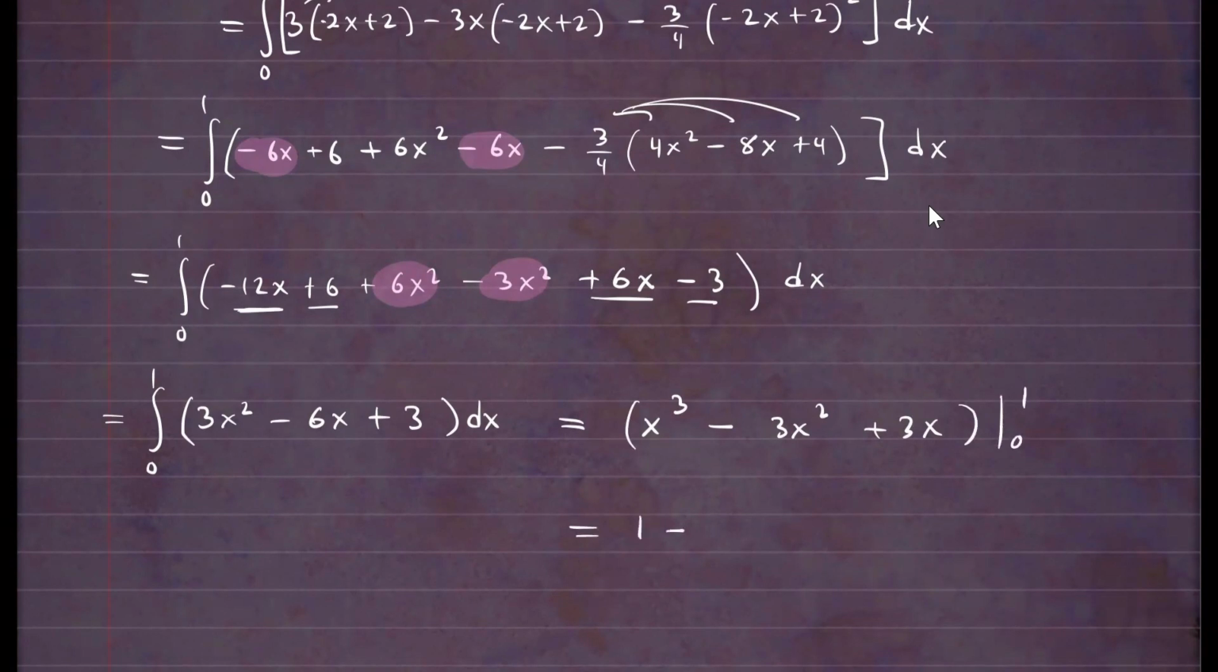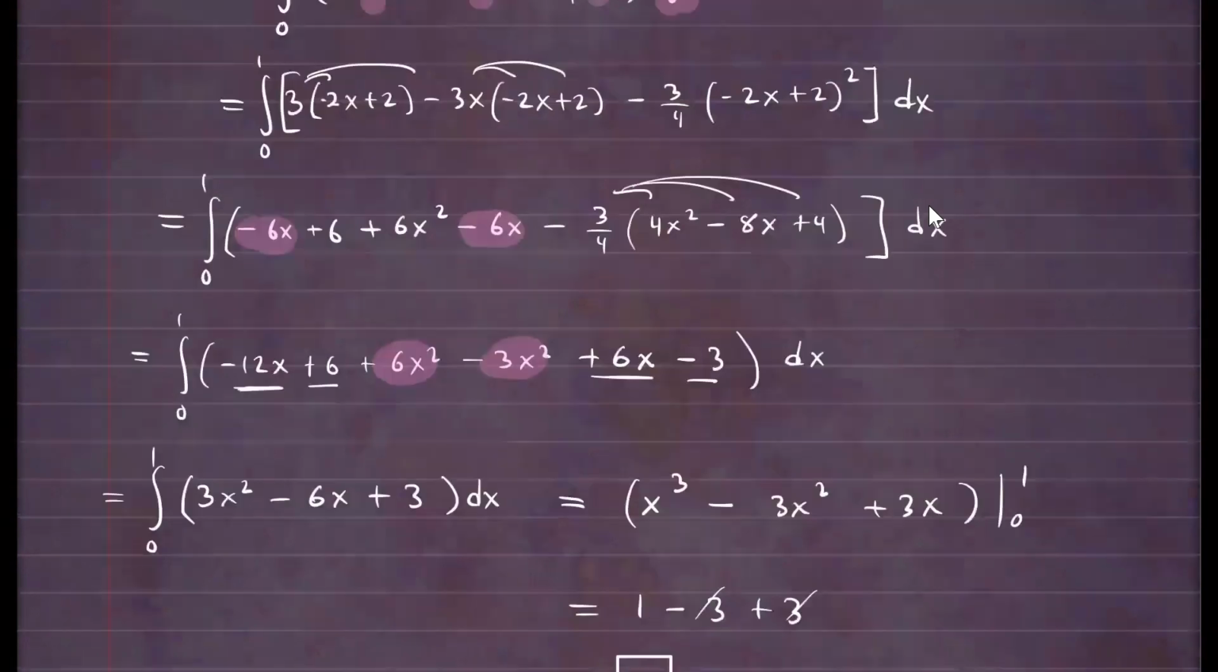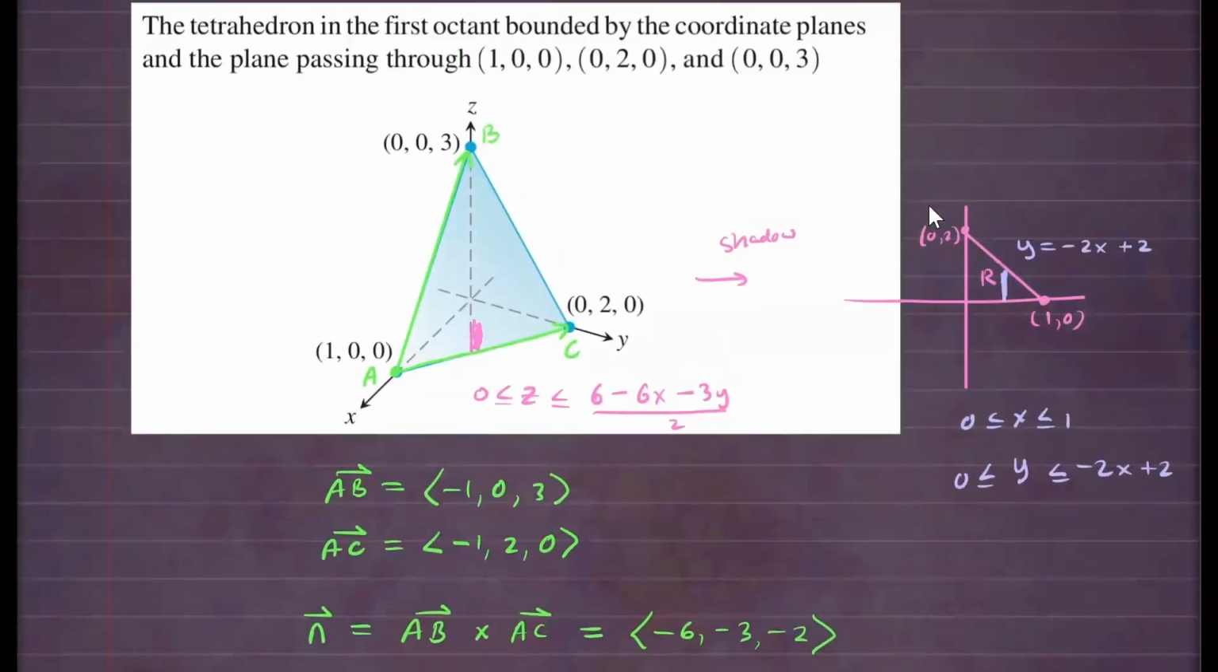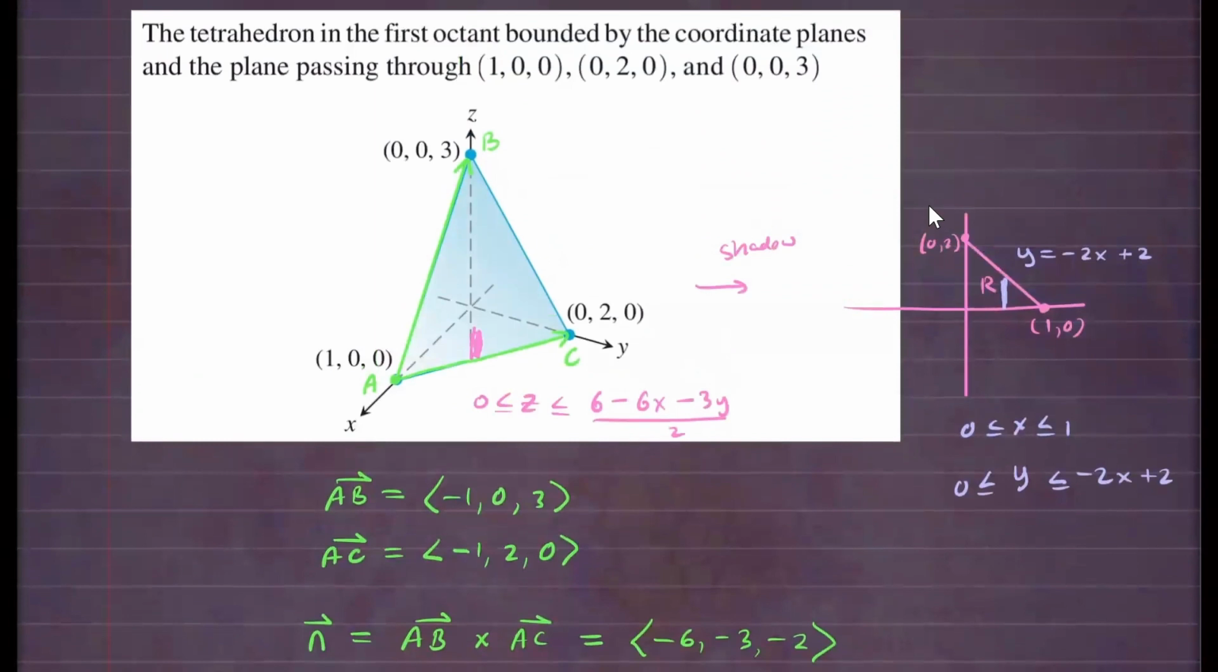So we get 1 minus 3 plus 3. Plug in 0, you get 0. These will cancel, and this will give you 1. So the volume of this solid bounded by the coordinate planes and by that plane is going to be 1.